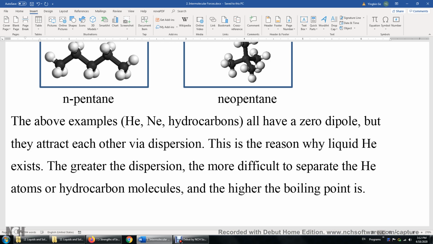Now I want to tell you this. The greater the dispersion, the more difficult to separate those molecules, and the higher the boiling point is. So now we can say the boiling point of helium is lower than that of neon, than that of argon. We know that. The boiling point of CH4 is lower than the boiling point of C2H6 ethane, which has a lower boiling point than an even larger C4H10 butane molecule.